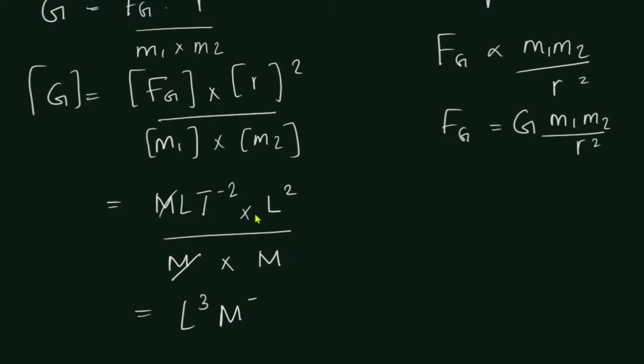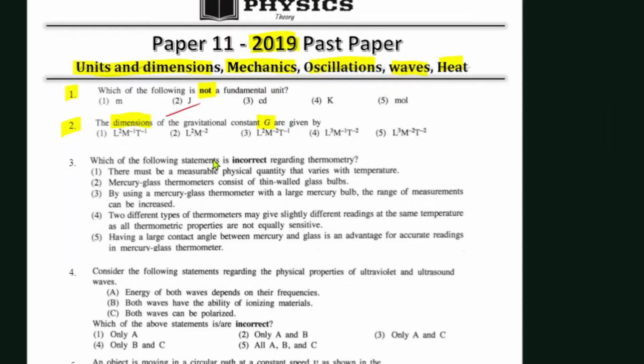M, this m comes up. M minus 1, T minus 2, right? L cube, m minus 1, T minus 2. M cube, m cube, L cube, m minus 1, T minus 2. This is the answer, right?